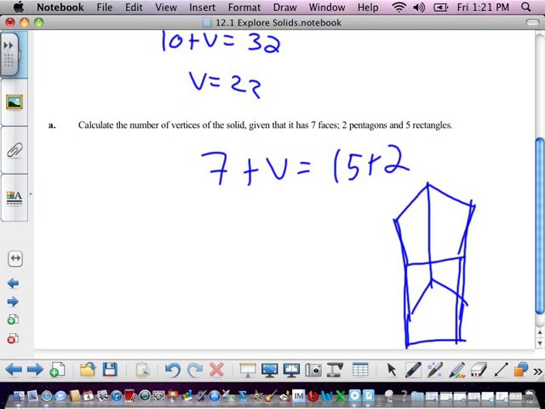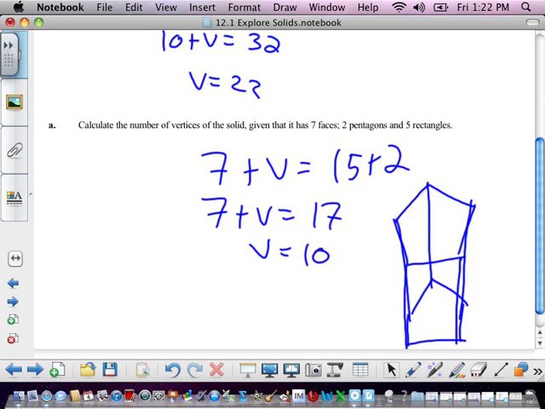So how many vertices? Okay, so 15 plus 2 is 17. Subtract 7, vertices equals 10.